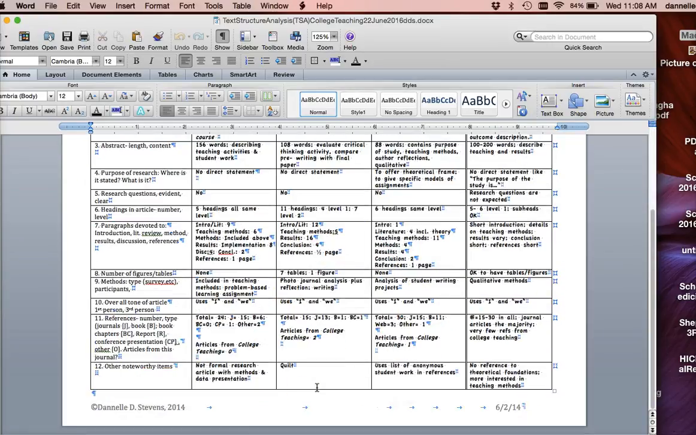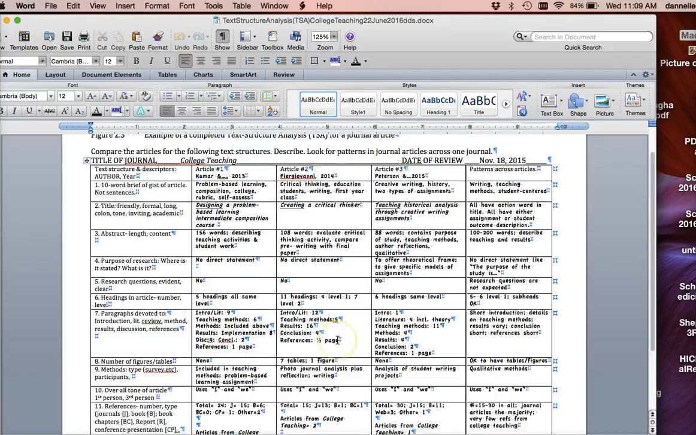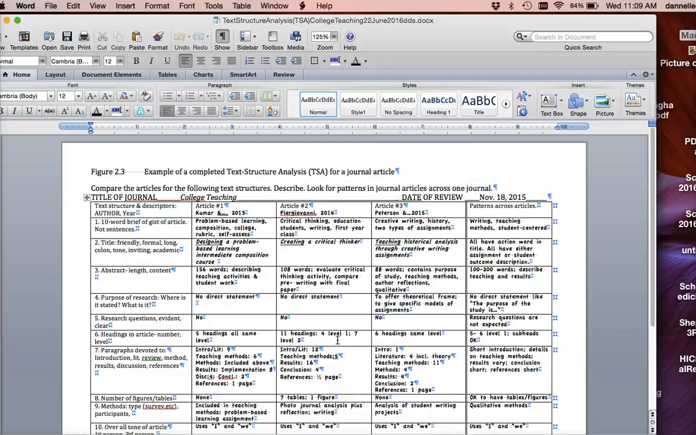So I'm not going to belabor this too much, but I do want you to notice that once you use three articles from the same journal, you can begin to find some patterns which therefore would inform whatever you submitted to that journal. The TSA is a powerful methodology that can give you some insight and confidence about what to submit, how long it should be, and what kinds of structures you can use that make it more likely, at least you'll be read and reviewed.